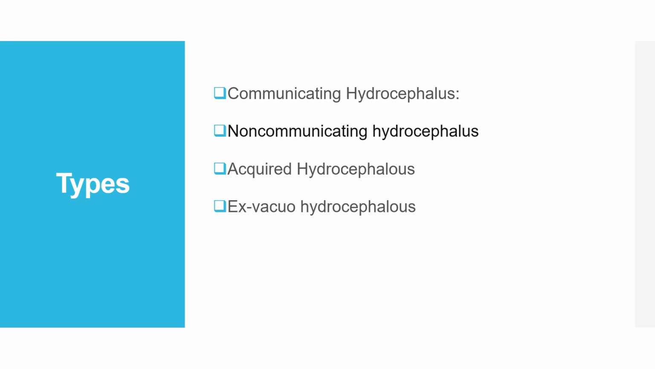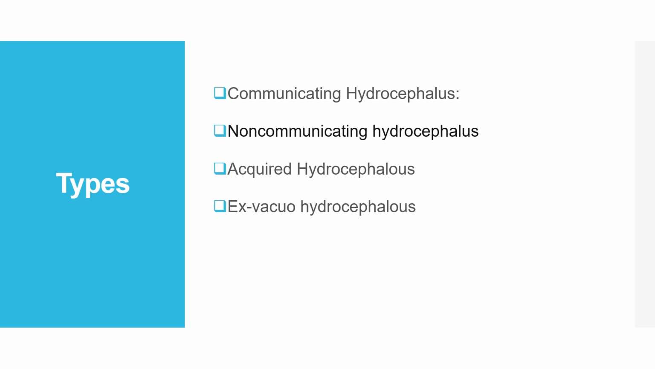Non-communicating hydrocephalus includes cases such as aqueduct stenosis and choroid plexus tumors. Due to the tumor, an obstruction is created inside the ventricles, so the normal CSF pathway and flow is affected. It results in accumulation in any of the cavities.